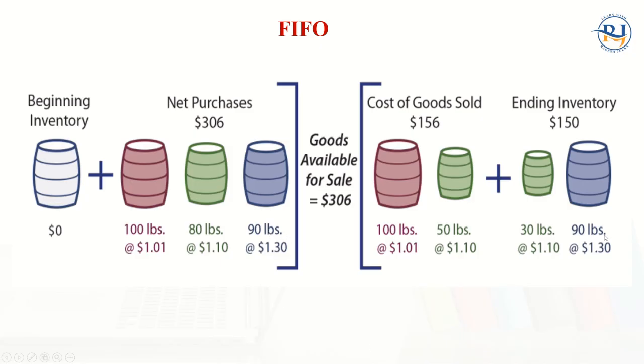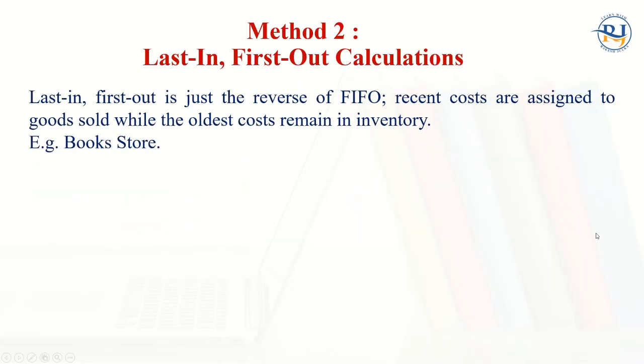or 90 units, for example. So this is first in, first out. Second method is last in, first out. So last in, first out is just the reverse of the FIFO method, and the most recent costs are assigned to the goods sold while the oldest costs remain in the inventory. That is the bookstore, for example.